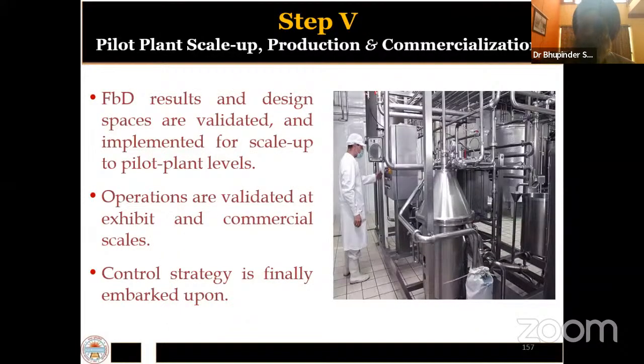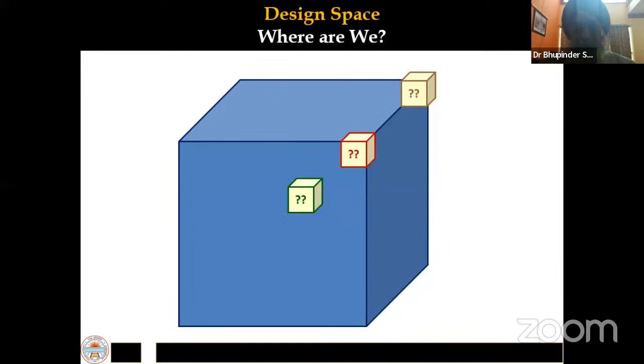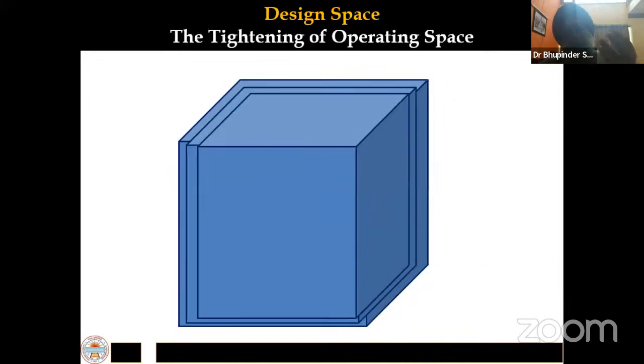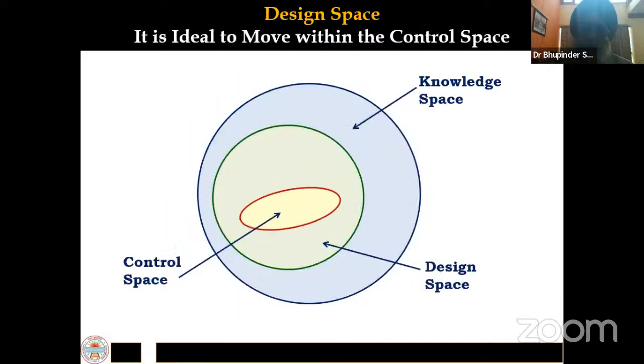And finally, it is commercialization. And very important tips, to conclude, for scale-up studies: the equipment which is used should be kinematically and geometrically similar to that of equipment used in the commercialization. And you tighten the operating space to lead to control space. And within the control space, you have to normally make up.